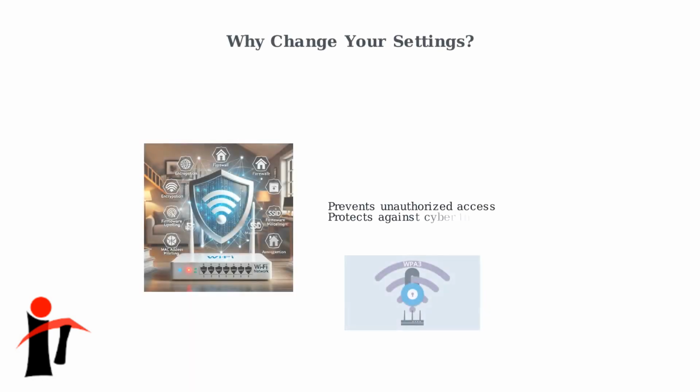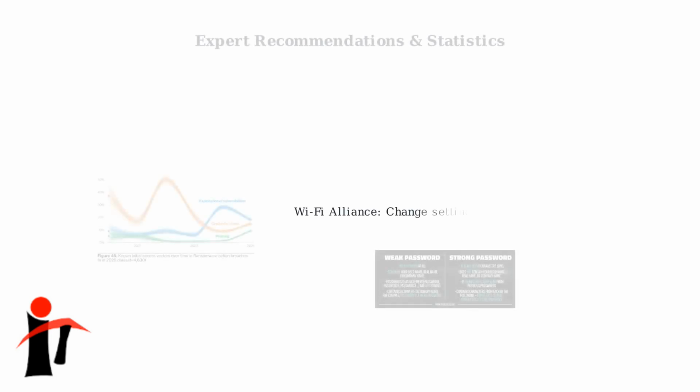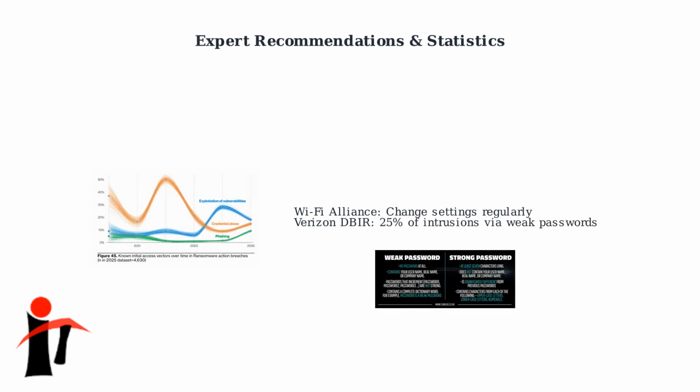Changing your default SSID and implementing a strong WPA3 password helps prevent unauthorized access and potential cyber threats. Expert opinions from the Wi-Fi Alliance in a 2025 white paper recommend changing these settings regularly for optimal security. This fundamental step ensures your network is secure against issues like weak Wi-Fi passwords, which accounted for 25% of cyber intrusions in Verizon's 2025 DBIR.